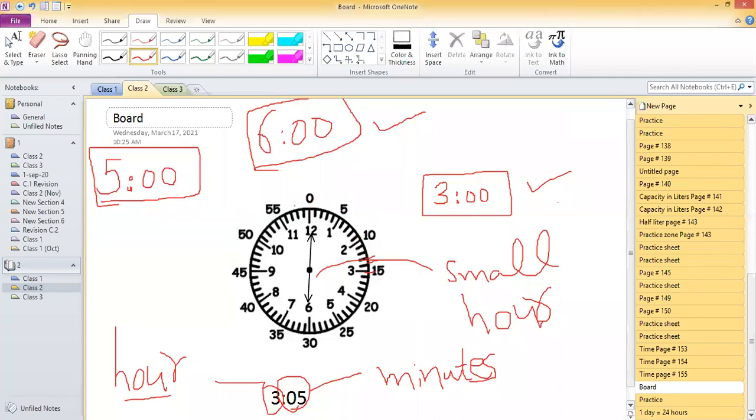So in the outer circle, these are the minutes written: 0, 5, 10, 15, 20, 25, 30, and so on. So for the minutes, if it is at 1, you will say 5 minutes have passed. If it is at 2, you will say 10. If it is at 3, you will say 15. In that way.